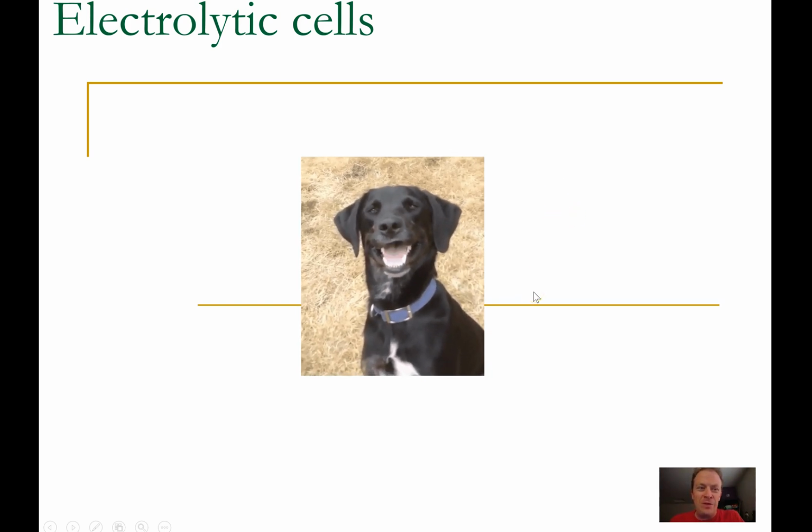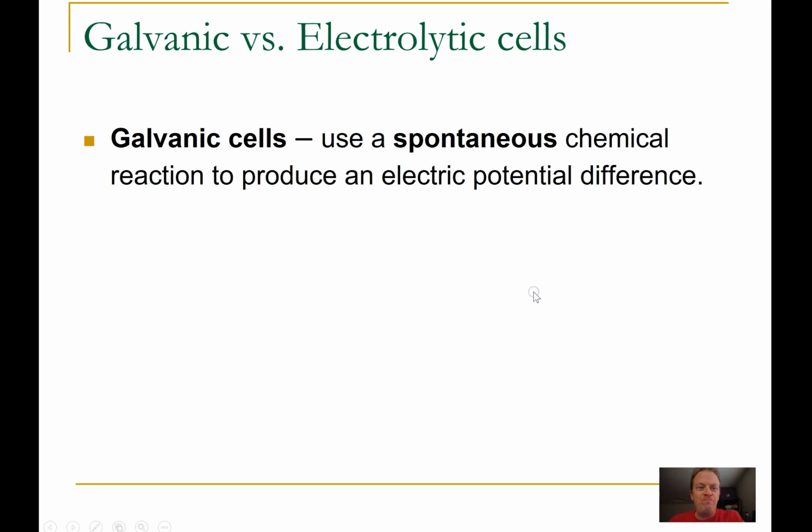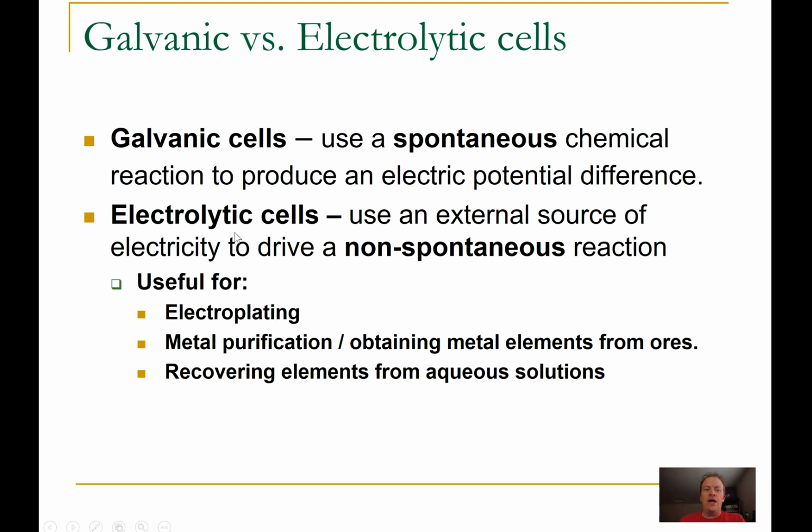Anyway, let's jump right into it. The big thing we need to do right off the bat is compare and contrast galvanic cells, which we've been talking about, with electrolytic cells. The huge overall difference is that galvanic cells use spontaneous chemical reactions to generate electric current, whereas electrolytic cells are non-spontaneous reactions, and by the very definition of being non-spontaneous, they require a constant power source.